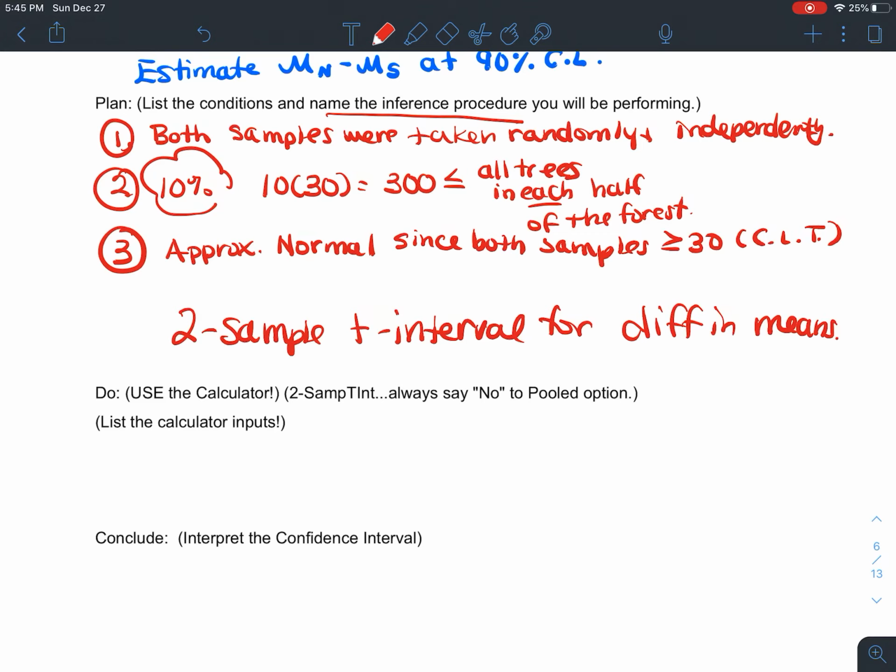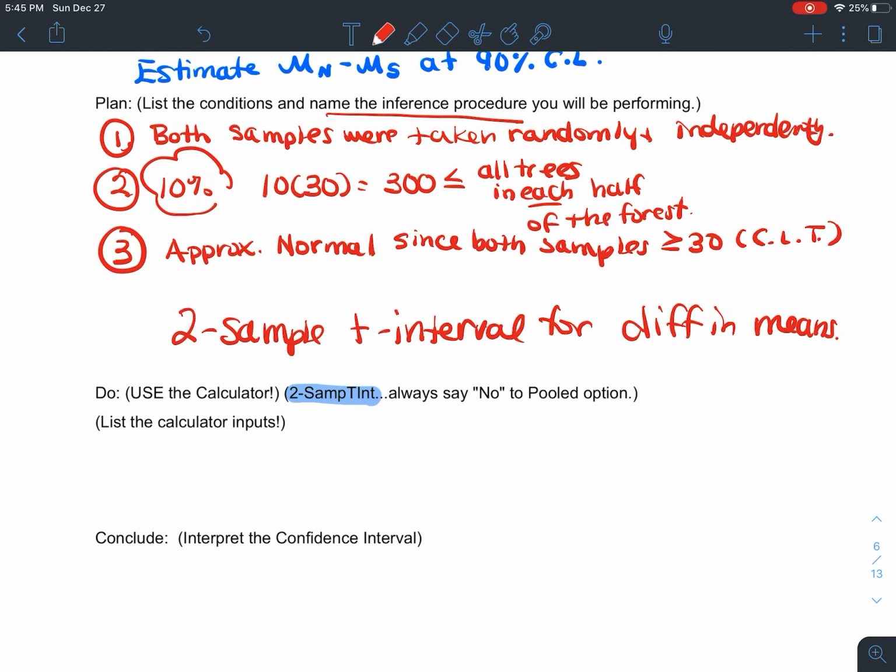When you're doing these problems, you really want to make sure that you're always using the calculator. It's just a lot easier to use the calculator feature; it gets really complex to use the formula. So you want to press the stat button, bump over to the test menu, and select the option, I think it's 0 on my calculator, called 2-SampTInt. And you're going to want to choose not data, but stats for the input.